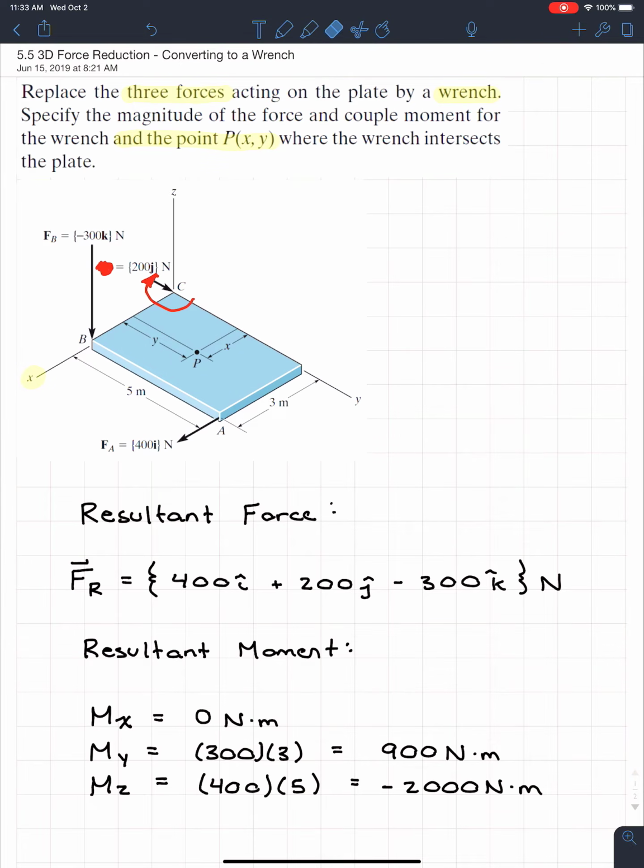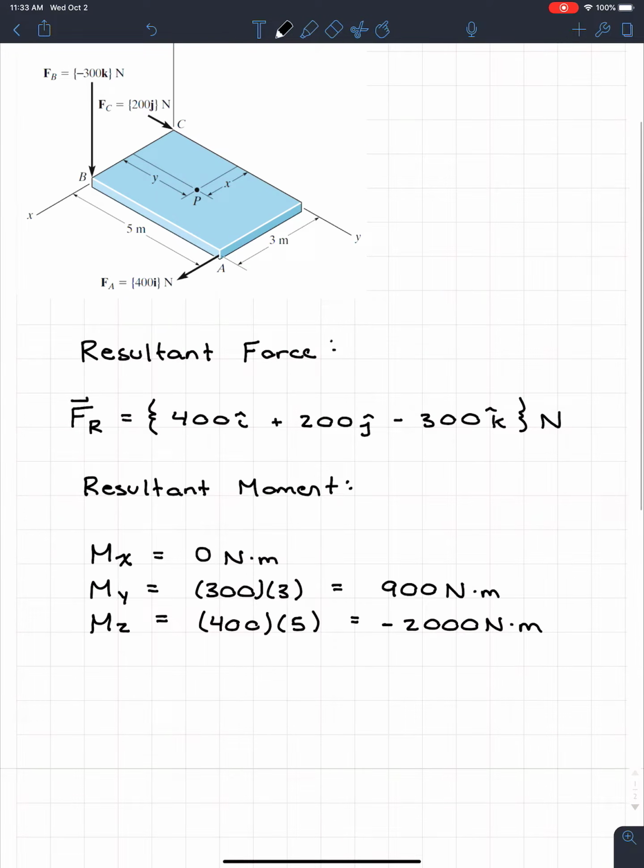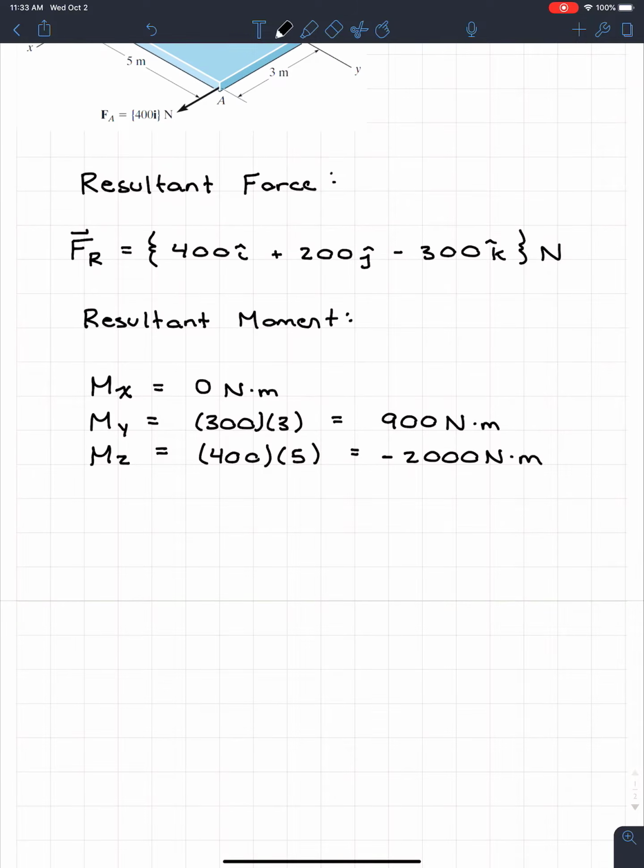So I'm going to erase this real quick. All right, so we found our Mx, My, and Mz. So we actually already have our resultant moment, MR, and then we can just put in 0i, because there's nothing in the x direction, and then plus 900j.